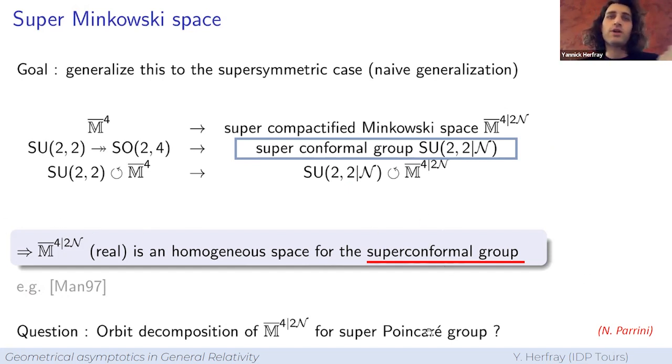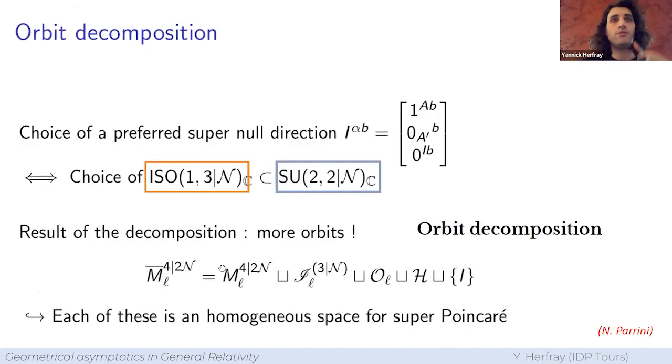So you can play the same game. What about orbit decomposition? In fact, it has essentially not been studied at all. So we played this game of doing the orbit decomposition of the superconformal compactification of Minkowski space. You choose a super Poincaré group inside your superconformal group, and you do orbit decomposition. You get strange orbits, which we are still trying to learn the geometry of. One of these is clearly a supersymmetric version of scri.